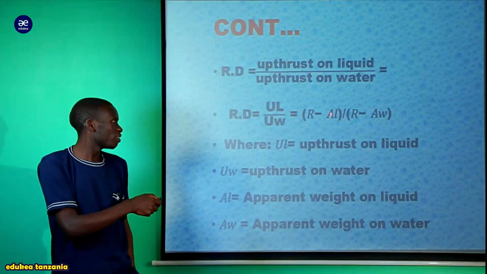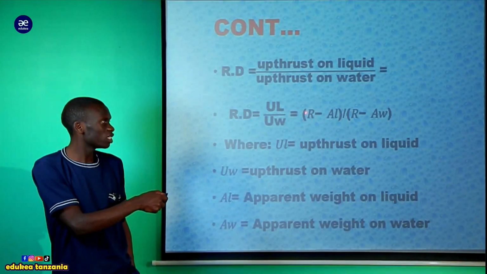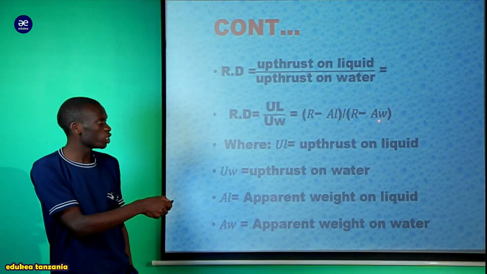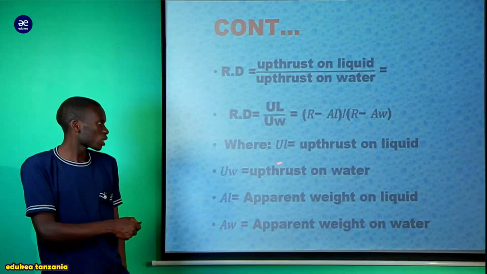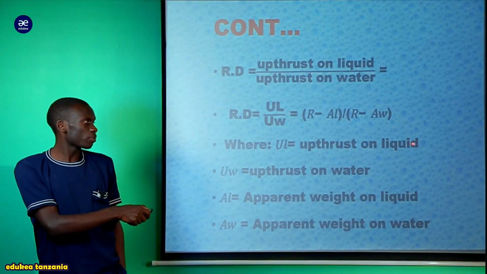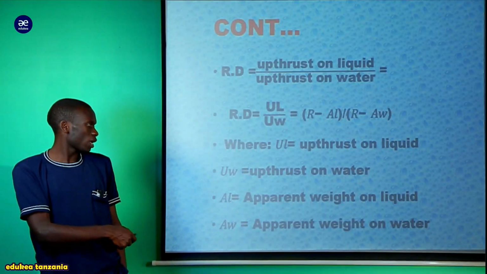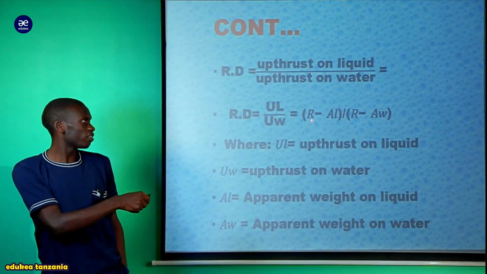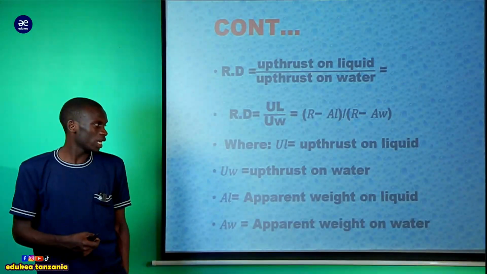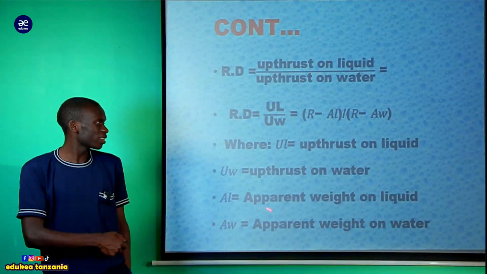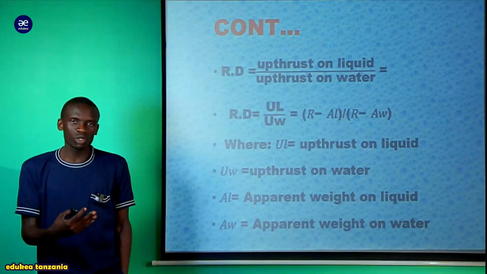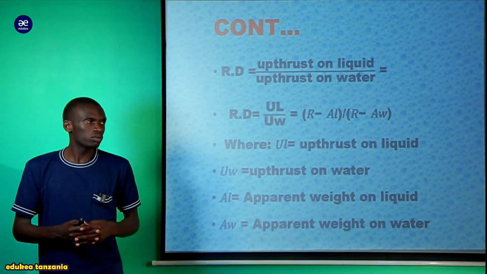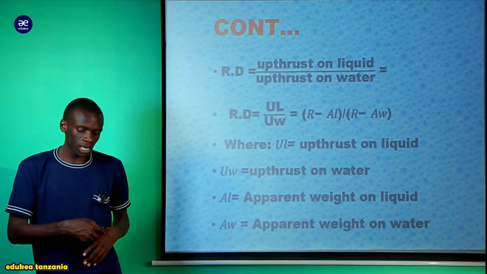So UL is equal to R, the real weight, minus the apparent weight in liquid, and UW is R minus the apparent weight in water. This is upthrust in water. So UL represents upthrust in liquid, UW upthrust in water, AL apparent weight in liquid, AW apparent weight in water, and R represents real weight. After getting this, it is a matter of substituting. Kwa hiyo baada hapa unaenda tu una substitute value zako kupata relative density.